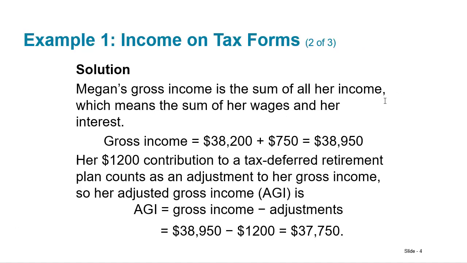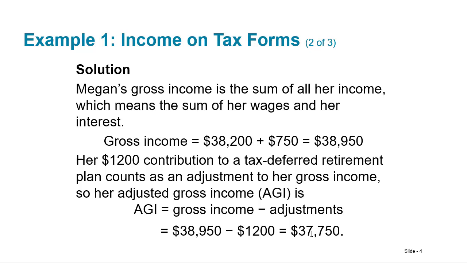So her gross income is the sum of everything she earned. So that would be her pay, right? Plus that $750 that she got from interest on a savings account. Yes, you've got to pay taxes on income that you get from savings accounts and things like that. So that's her total, just a little under 39,000. Her $1,200 contribution to a tax-deferred retirement plan counts as an adjustment to her gross income. So her AGI, adjusted gross income, is basically that total minus that money, so $37,750.